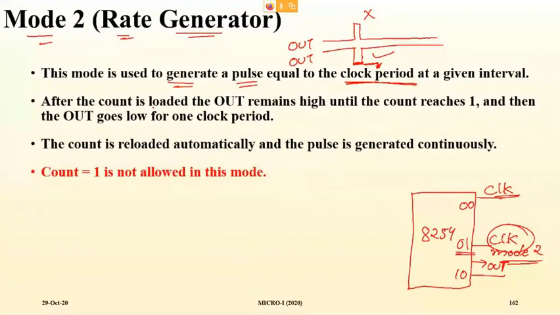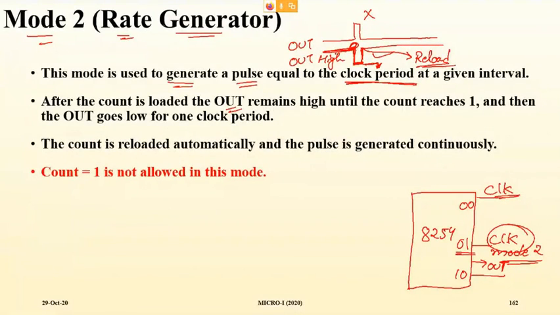Now, after the count is loaded, the out remains high. So by default, the out is high, okay? And then when it reaches near the terminal count, it becomes 0 or it becomes low for one clock period. And then again it reloads, okay. So remember this part again, that in mode 2, the counter is reloaded with the same number, okay.